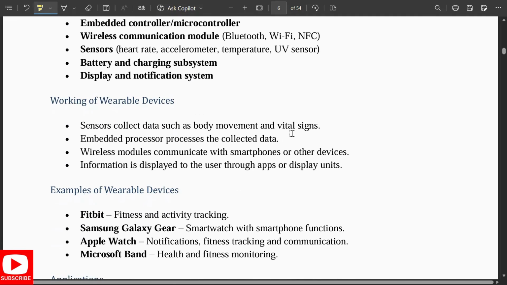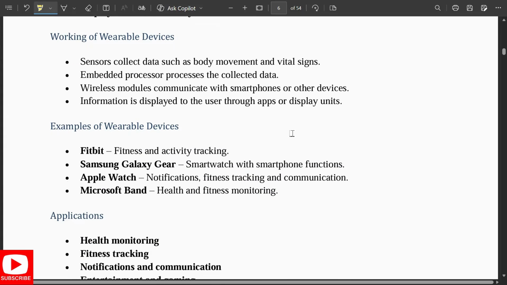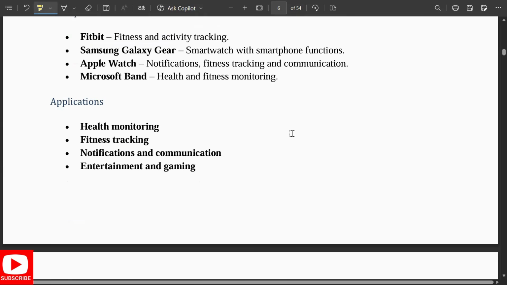Sensors will collect the data such as body movement or the vital signals. The embedded processor processes the collected data, and the wireless modules communicate with the smartphone or other devices. Information is displayed to the users through the apps or display units. An example of a wearable device is Fitbit. It is for fitness and activity tracking. The applications are health monitoring, fitness tracking, and entertainment and gaming.